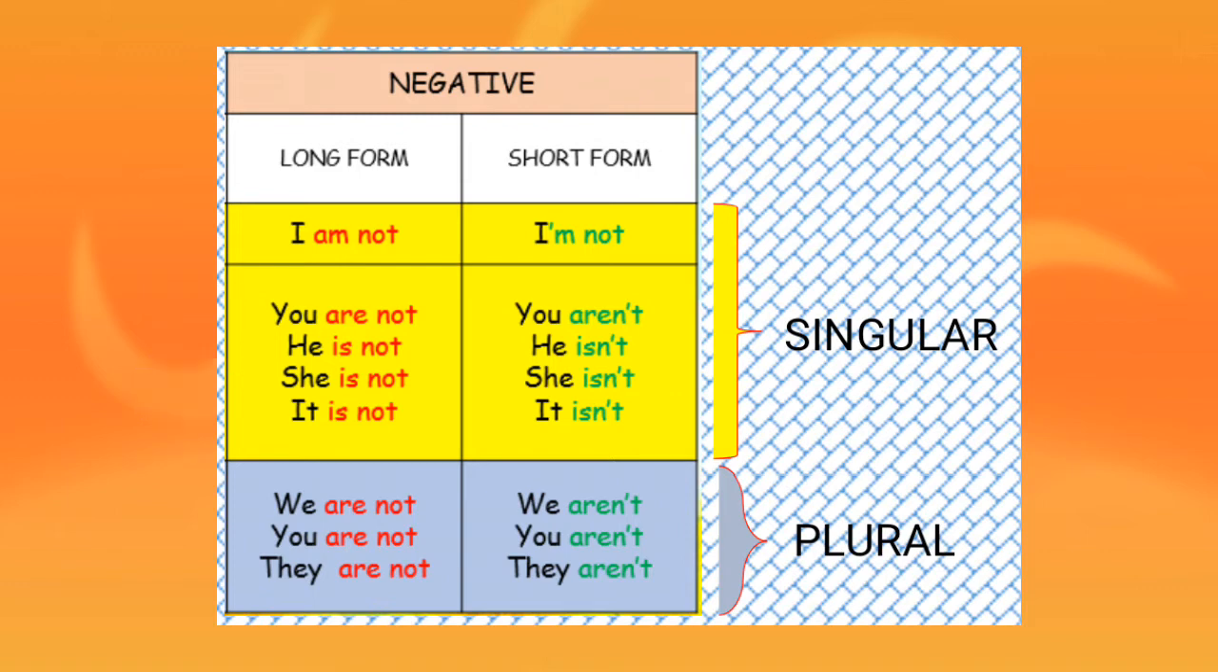Now let us take a look at the negative sentences in the plural form. We use we are not, we aren't, you are not, you aren't, they are not, they aren't. Please take note of the spelling in the negative form. For example, in the singular form, I'm not, I apostrophe am, and then you add on not, I'm not. You aren't, are, you add on n apostrophe t, aren't. Isn't, i-s-n apostrophe t.